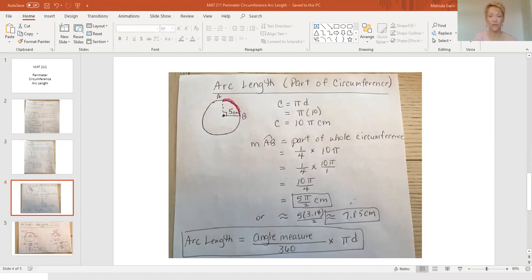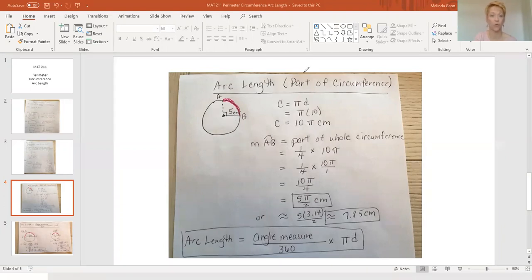Now, let's talk about a formula for it, because sometimes the part won't be as easy. If that were 23 degrees instead of 90, you'd probably have a harder time. So the way you always find the part is you put your angle measure over your 360. See, my angle measure up here was 90. If I were to put 90 over 360 and reduce it, I would get my 1/4. So this is the formula, so to speak, for arc length, just part times your whole circumference. And that pi d is just the formula for circumference.